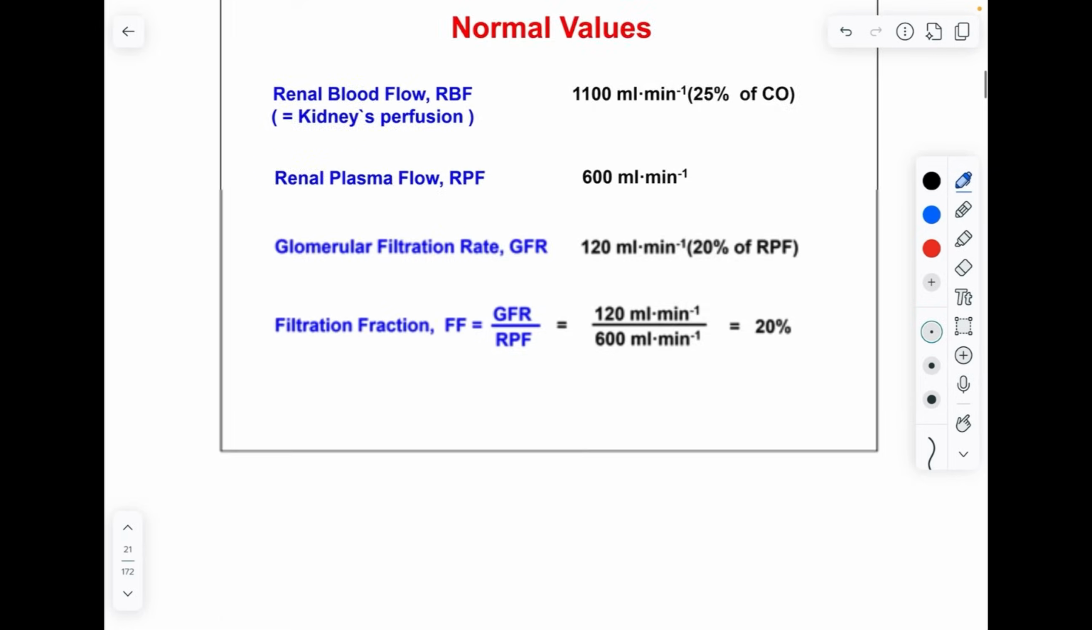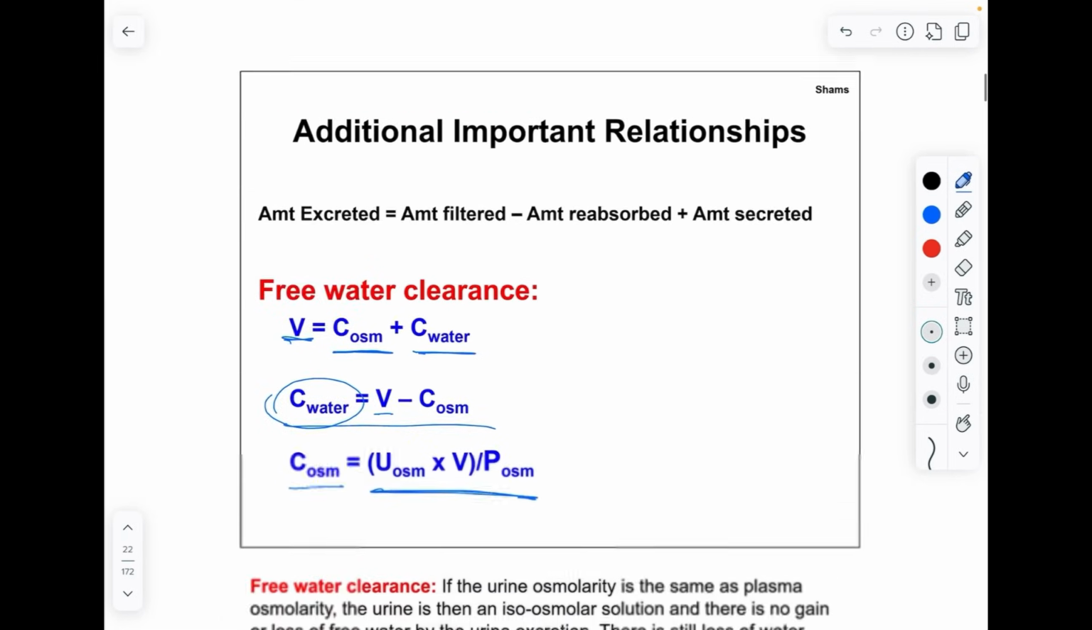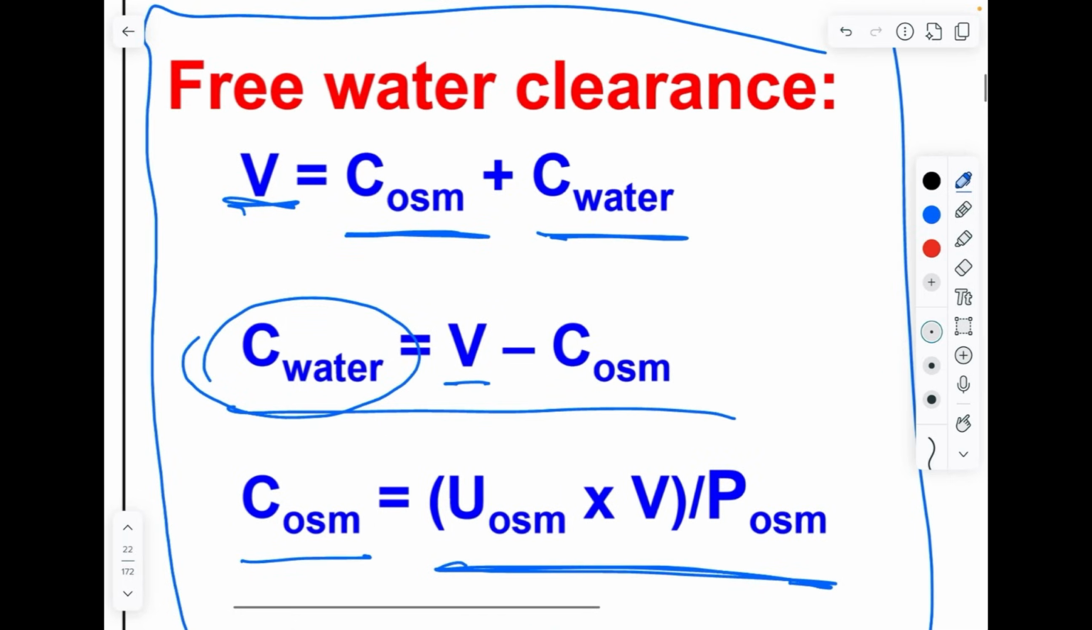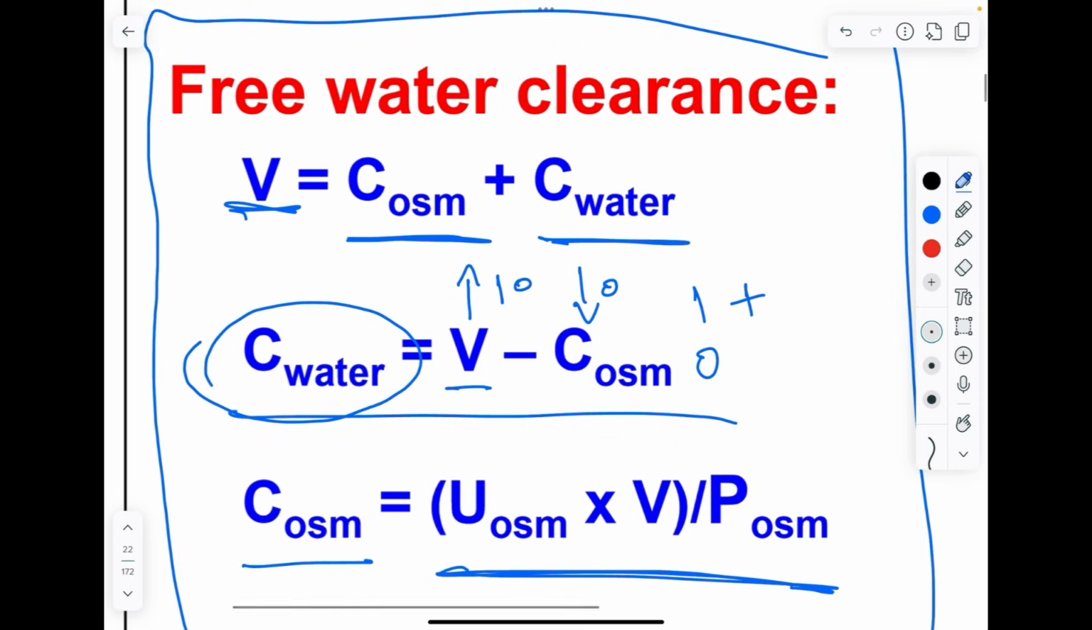Okay? Another concept that I forgot to explain is here. So now you understand this part, I suppose. When you look at this equation, if the flow is bigger than the osmolarity, we will have a positive water clearance. Because this is more. If this is 1, for example, and this is 0, you will get positive 1. If they are equal, you will have 0. If this is 0 and this is 1, you will have negative 1.